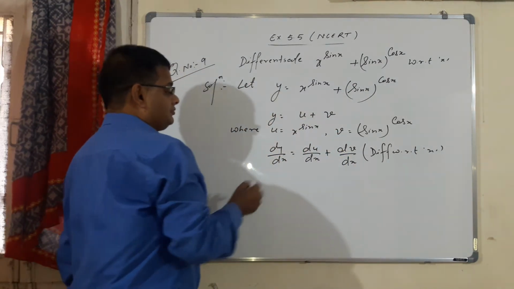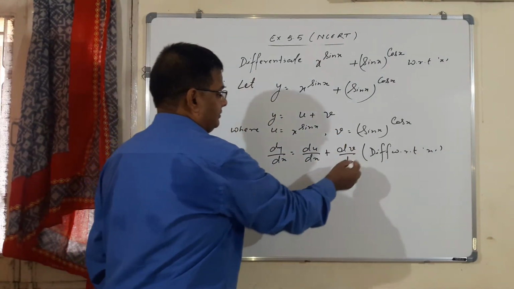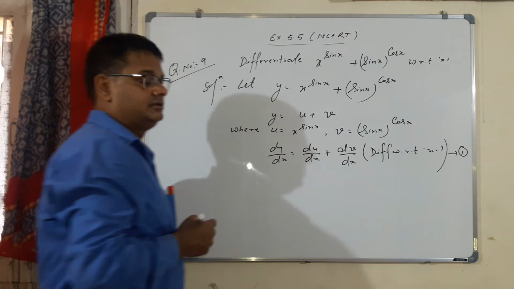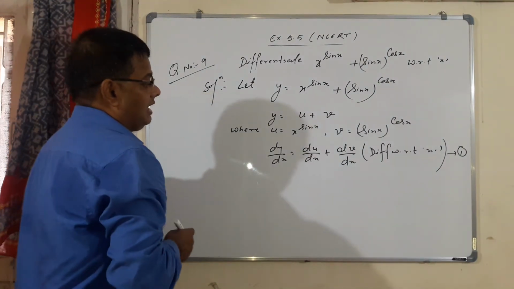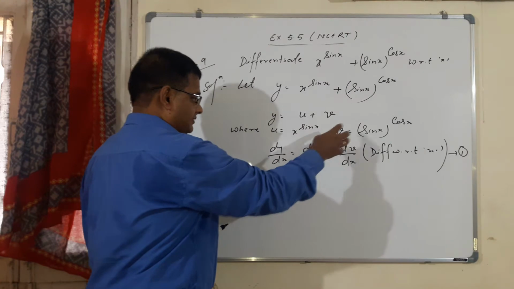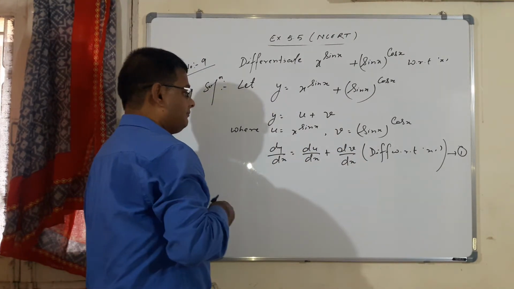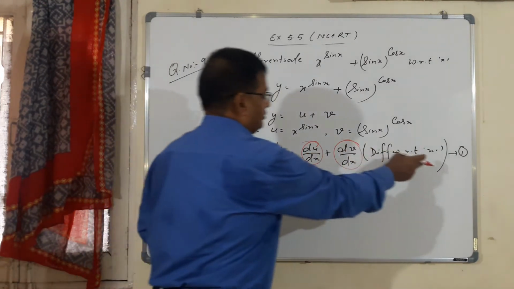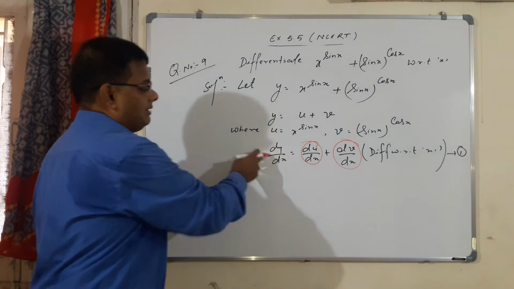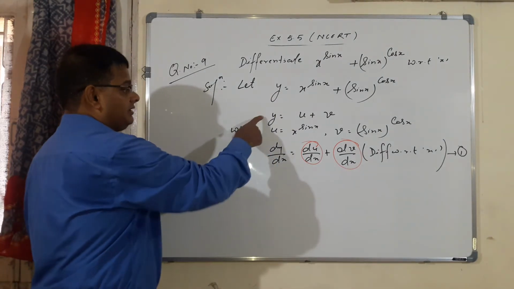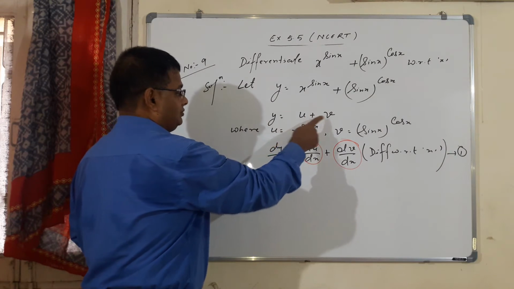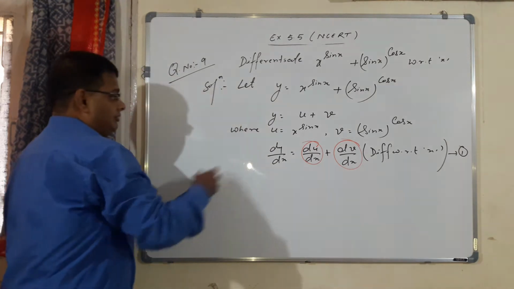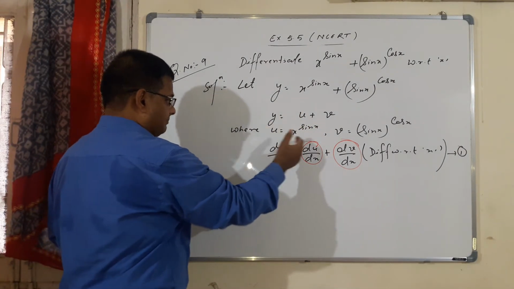So now our purpose is to find out du by dx and dv by dx. Let this be equation number 1. Then after substituting the values of du by dx and dv by dx in equation 1, you will get dy by dx. We can't take log y is equal to log u plus log v directly. This is not a formula. So we are differentiating separately.